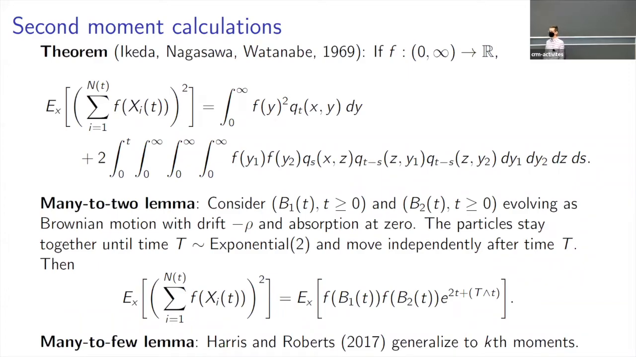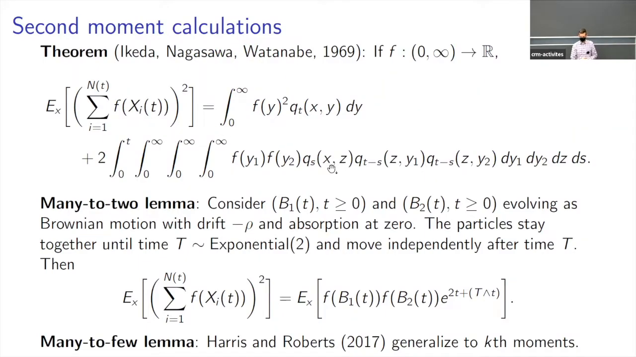All right, so far we've only looked at first moment calculations, but it will also be very useful to be able to make second moment calculations, which are useful for controlling the fluctuations of the process. Here is a theorem which goes back to the early work on branching Markov processes due to Ikeda, Nagasawa, and Watanabe. We want to calculate the expected value of this square. When we expand out this square, we get a sum over pairs of particles. In order to end up with particles at the locations y1 and y2 at time t, there has to be a branching event at some earlier time s where the trajectories of these two particles diverged.